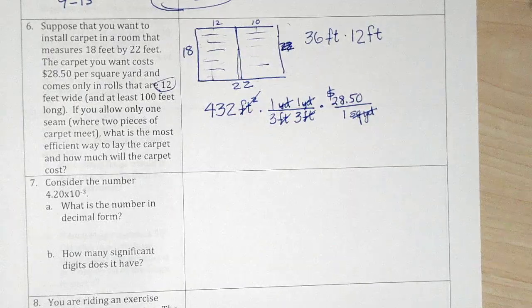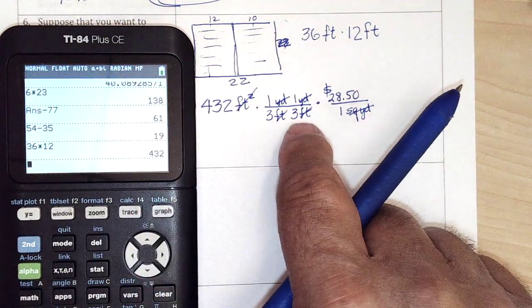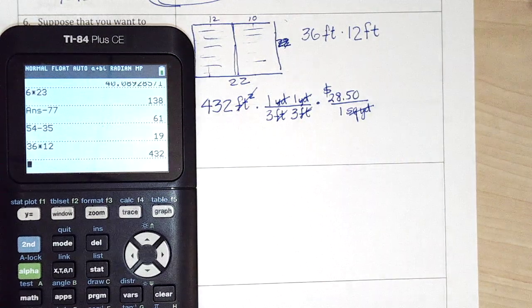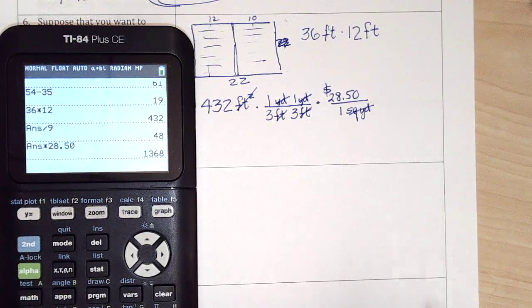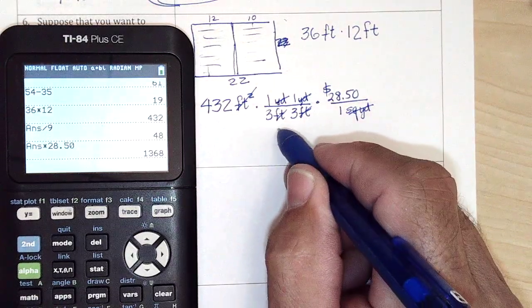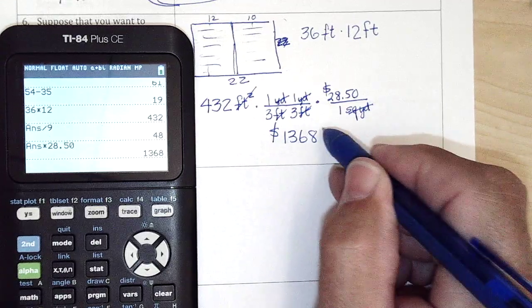So I have to take my 432 divided by 9 times 28.50. And I get the carpet's going to cost me $1,368.